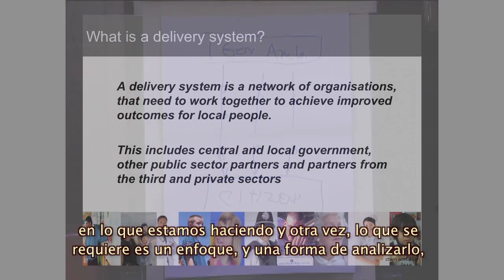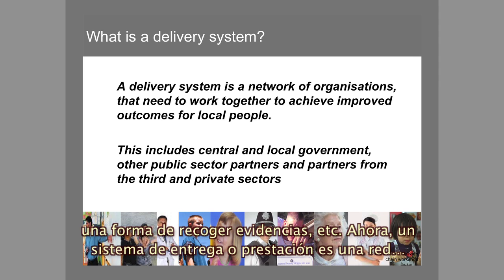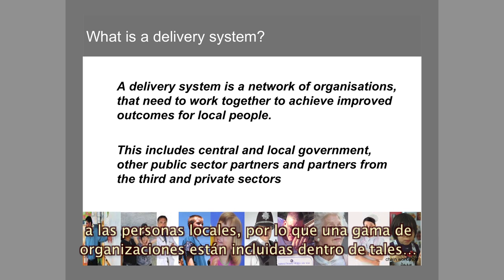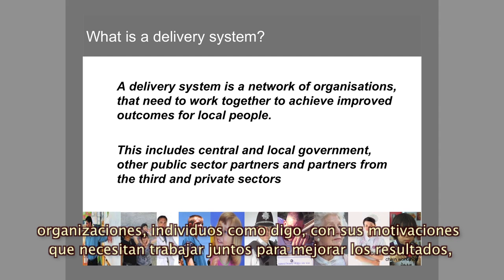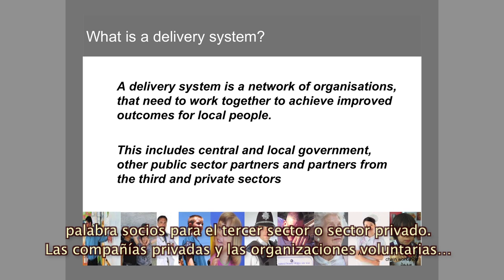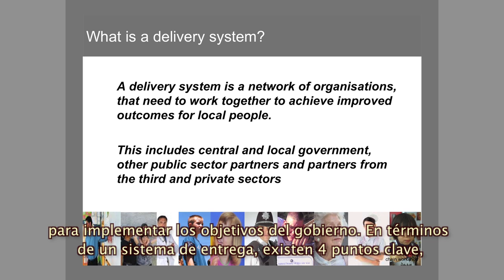Again, what's required is an approach which I'll take you through, a way of analyzing, a way of gathering evidence, and so on. Now, the delivery system is a network of organizations that need to work together to improve outcomes for local people. So a range of organizations, and included within those organizations are individuals, as I say, with their motivations. This includes central government, local government, other public sector partners, and in our case, we use the word partners for the third and private sectors. So private companies, as well as voluntary organizations and civic society. It's about ensuring all of those groups are working together to achieve the government's ambitions.